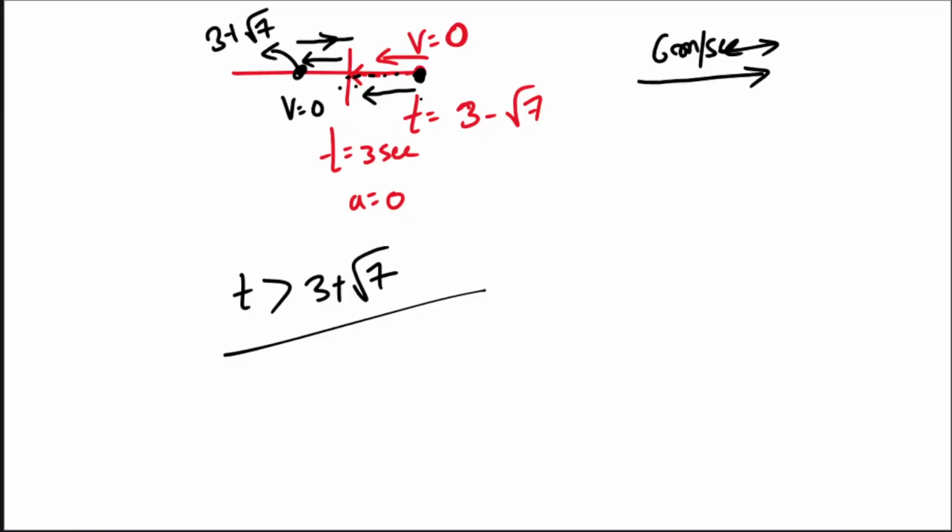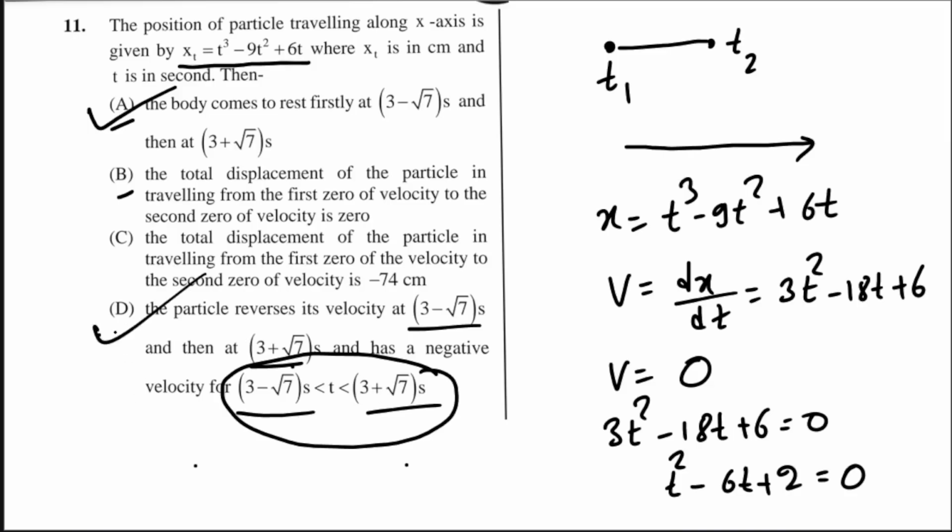So after time t equal to 3 minus root 7 second, and up to the time t equal to 3 plus root 7 second, the body has a velocity in this direction. So yes, velocity is in negative direction for this time interval. So this is also correct. Now we need to check for B and C.